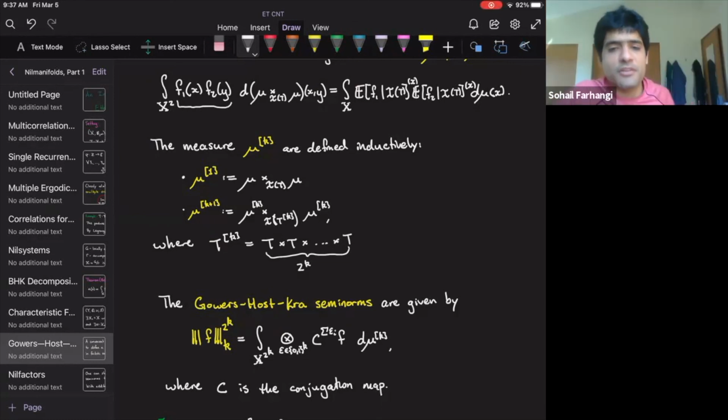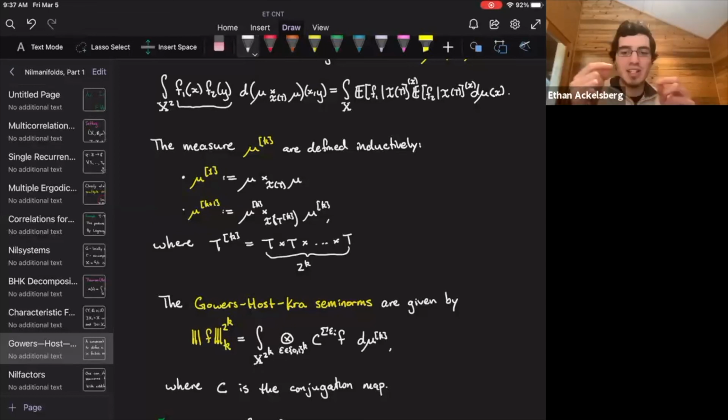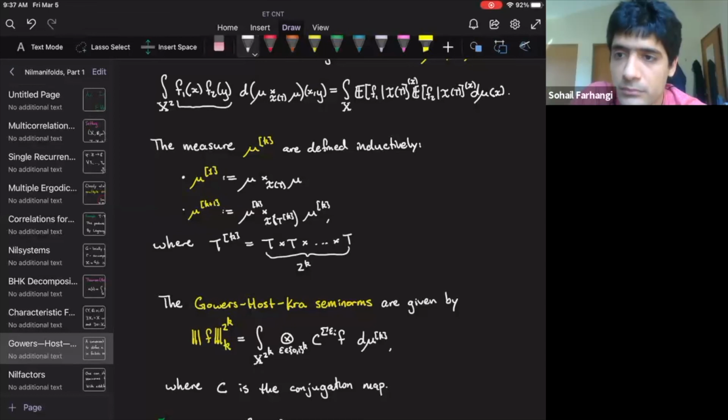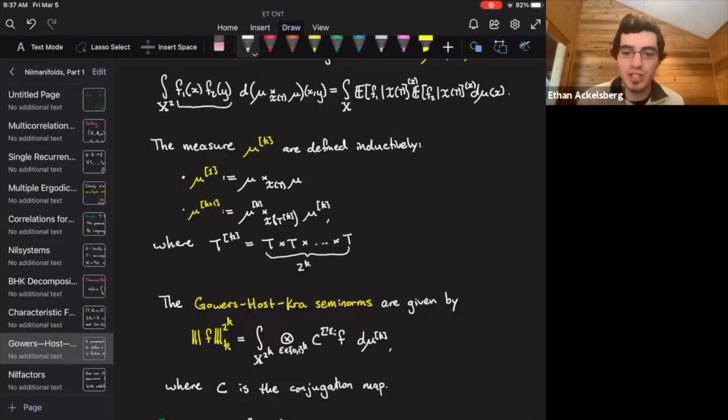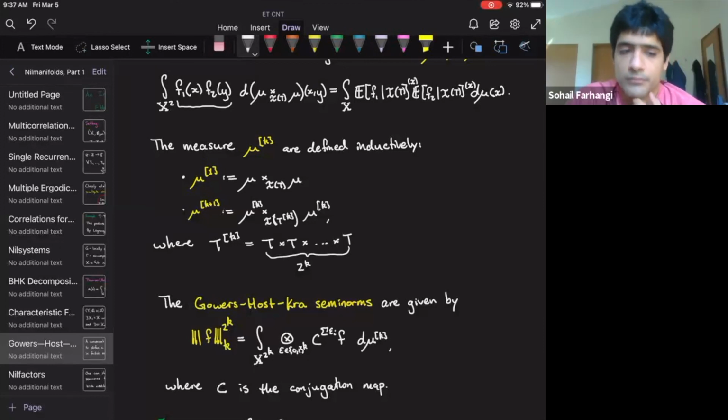You can still kind of see the van der Corput here with that C to the sum of the epsilon_i map. That reminds me of the van der Corput a little bit. Right, because I guess it's counting how many times you've taken differences, and each time you take a difference, you get one conjugation. Yeah.